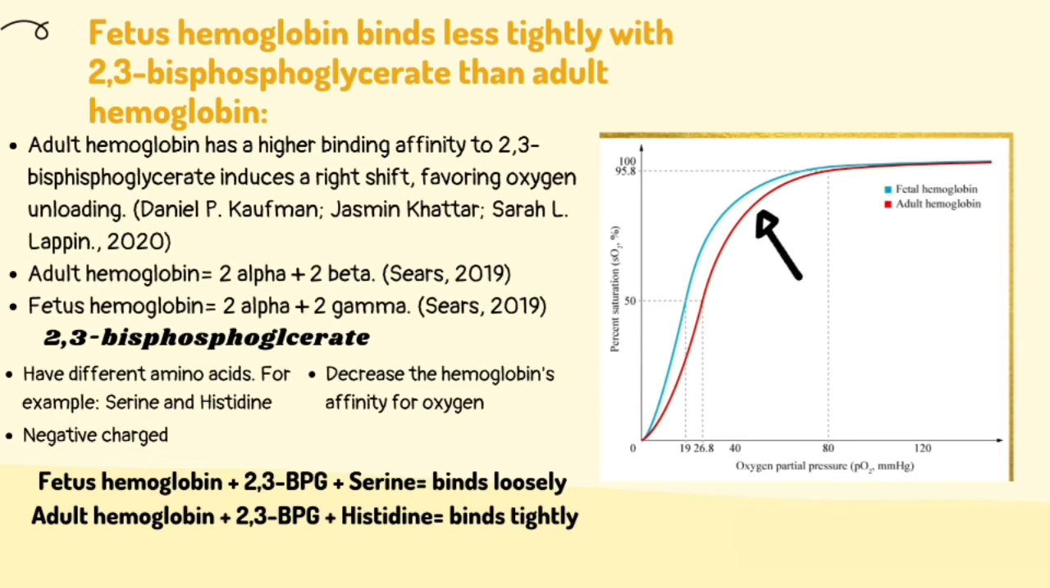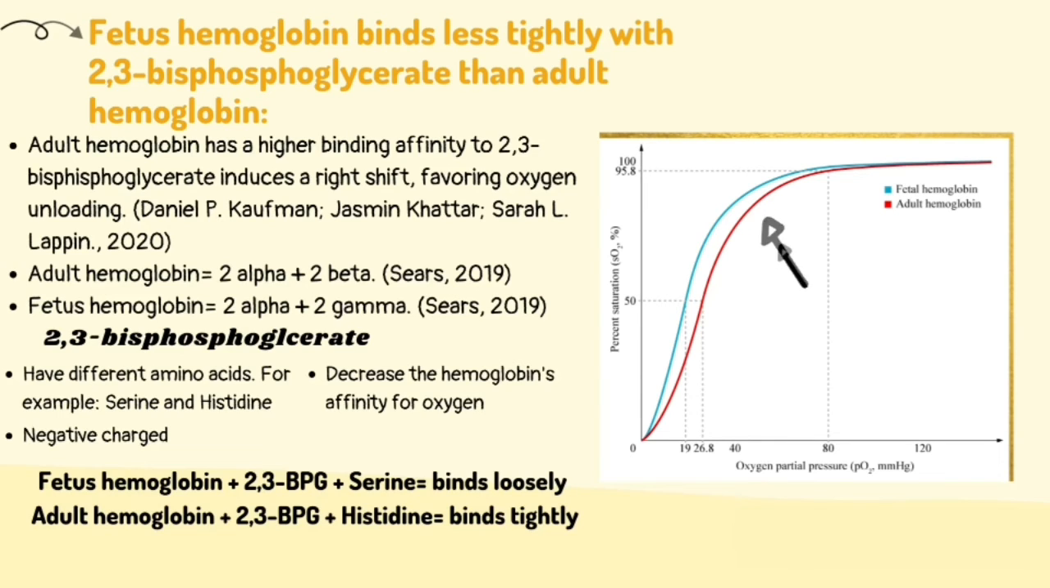The primary structural differences between fetal hemoglobin and adult hemoglobin are located in or near the 2,3-bisphosphoglycerate binding site between the 2-gamma interface of fetal hemoglobin and the 2-beta interface of adult hemoglobin. The net result of these structural variations is that 2,3-bisphosphoglycerate binds less strongly to fetal hemoglobin than adult hemoglobin.